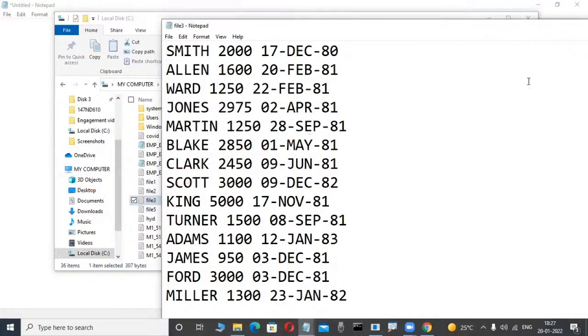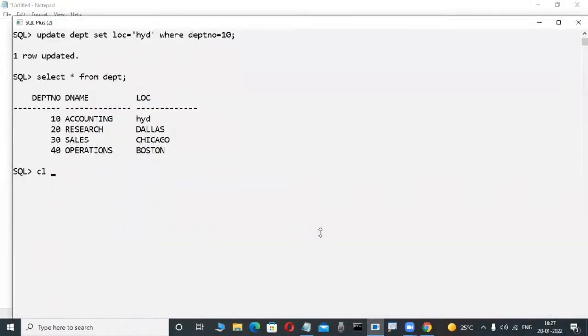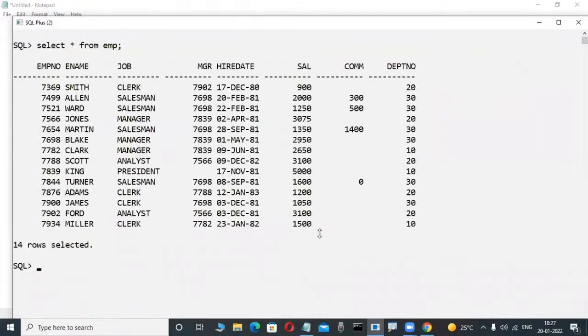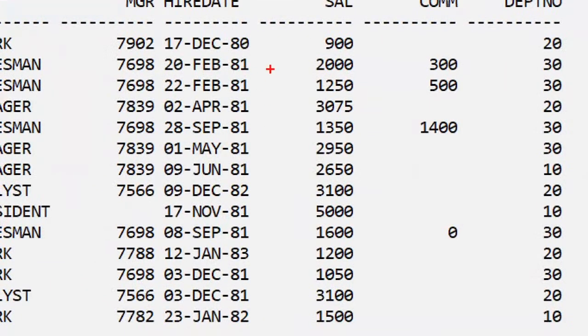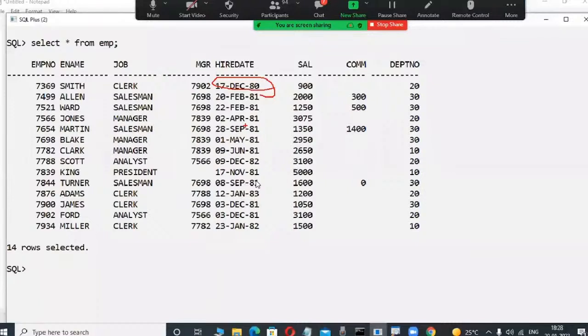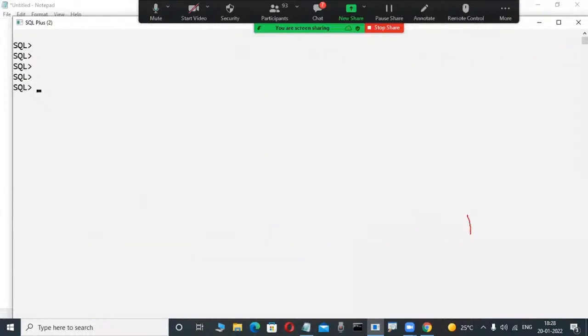But nowadays we have database software, for example relational database software. Suppose data is stored there for employees who joined the company. I want to display the employees who joined before 1981. I want those employee details in my project.